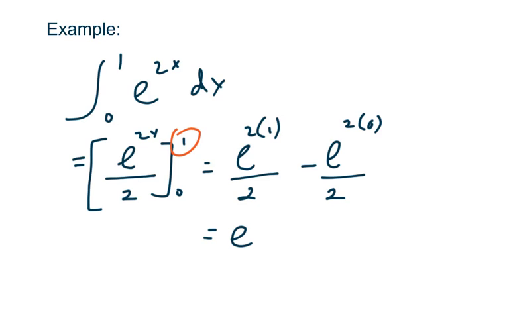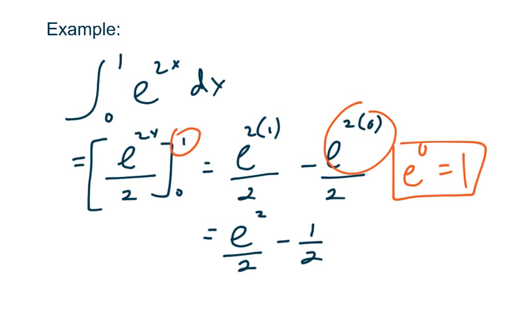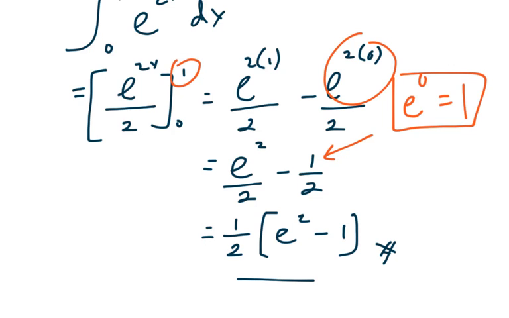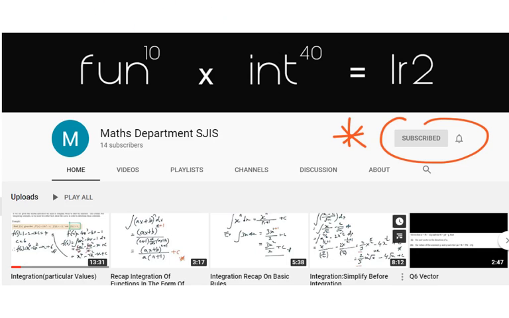Hence, here you'll be getting exponential of 2 over 2 minus 1 over 2, because exponential of 0 is giving you 1 for this particular part. If you want to factorize the equation, what you can do is factorize the common factor, which is 1 over 2, and hence it is giving you exponential of 2 minus 1 in the bracket. That's your final answer.